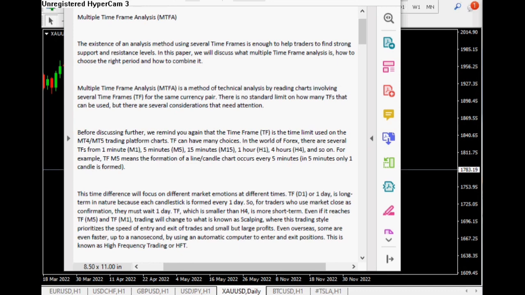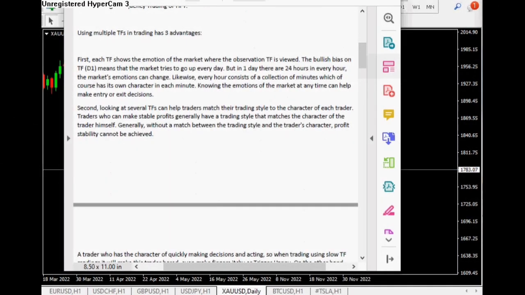This is known as high-frequency trading. Using multiple TFs in trading has 3 advantages. First, each TF shows the emotion of the market where the observation TF is viewed. The bullish bias on TF D1 means that the market tries to go up every day. But in 1 day there are 24 hours and every hour, the market's emotions can change. Likewise, every hour consists of a collection of minutes, which of course has its own character in each minute. Knowing the emotions of the market at any time can help make entry or exit decisions.